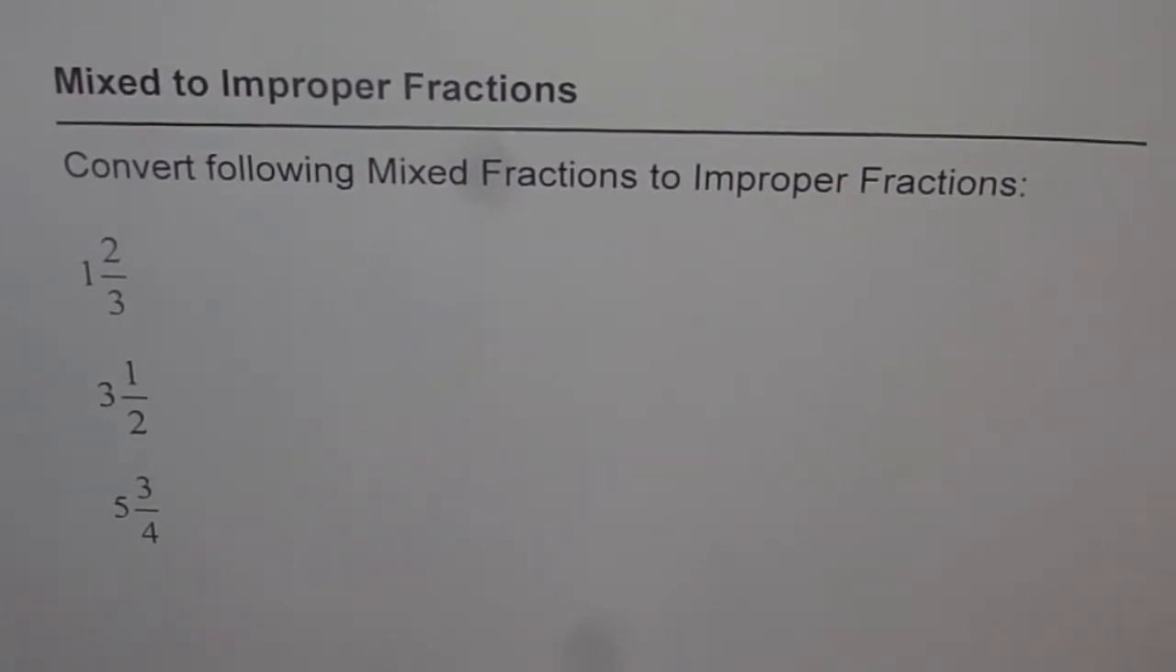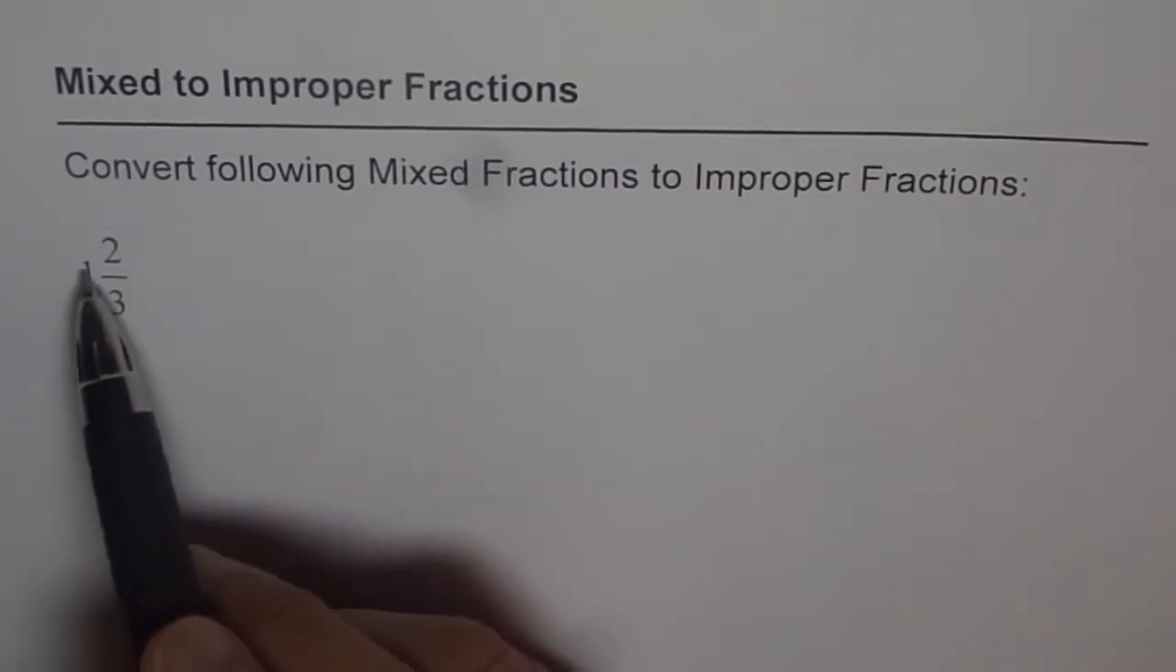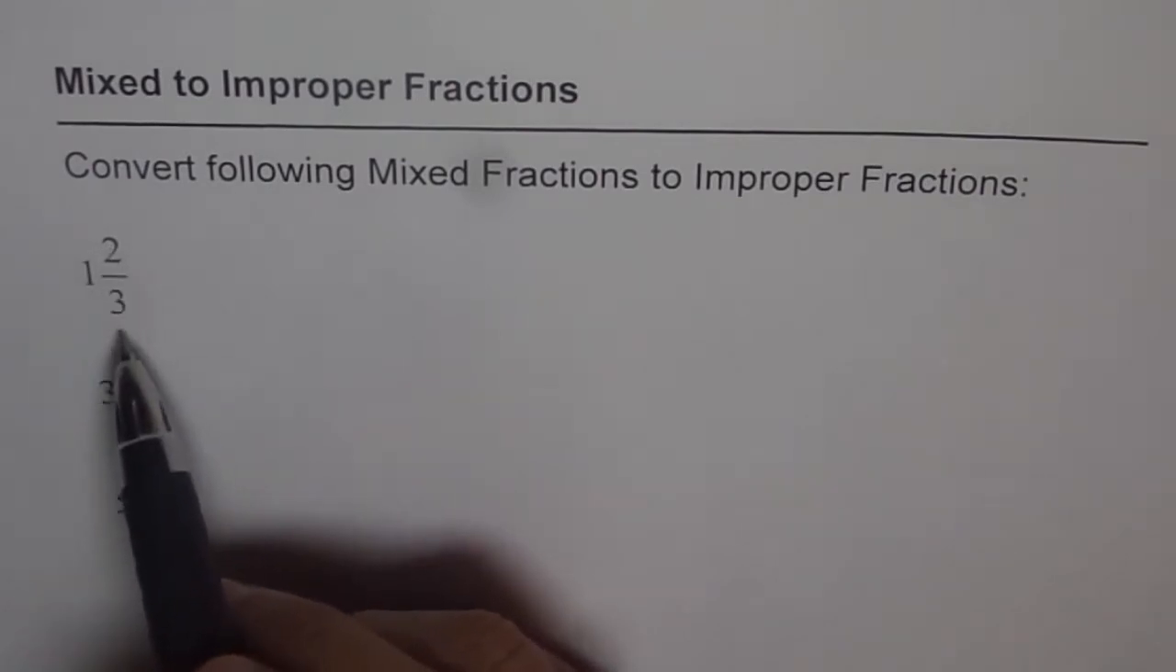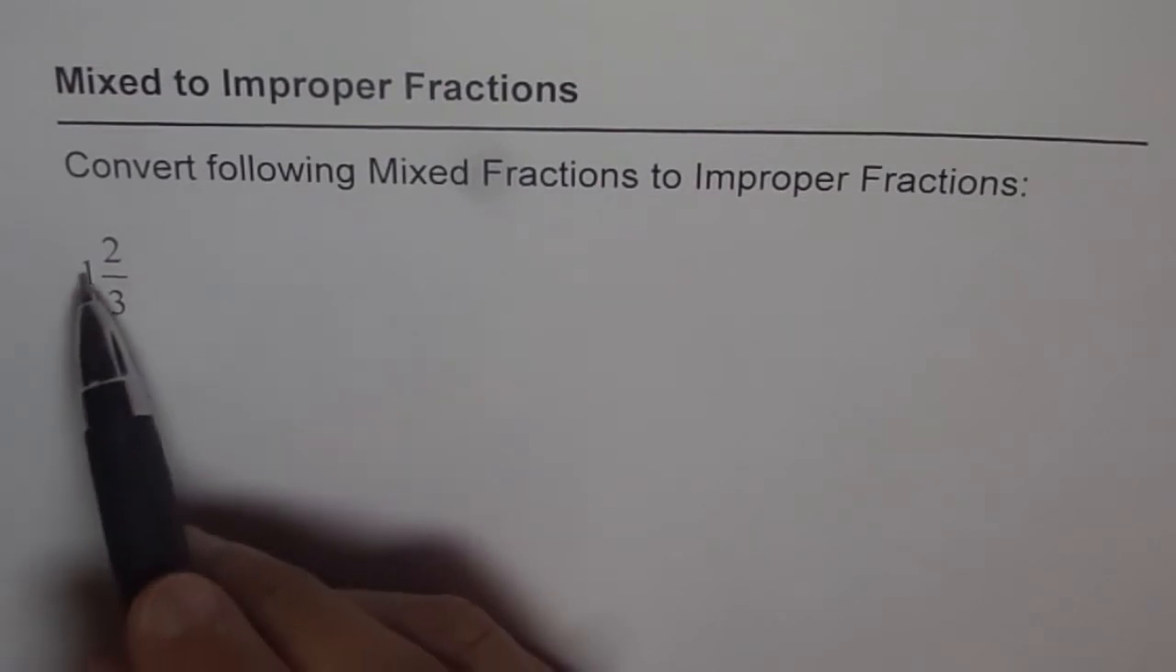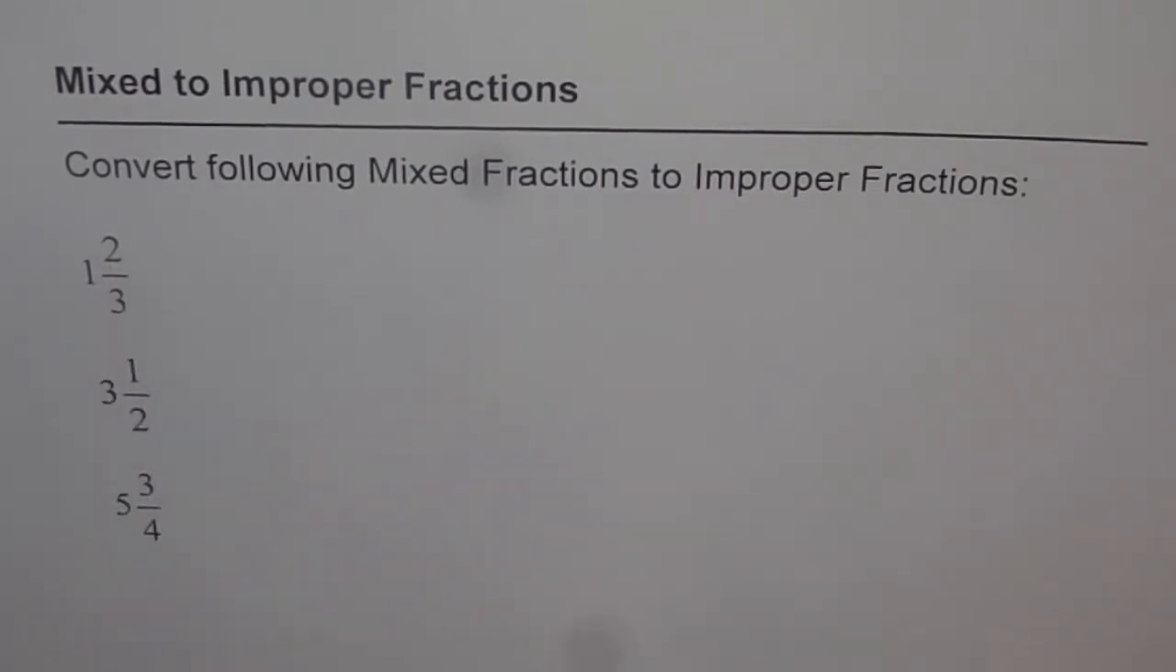Let us now try to convert mixed fractions to improper fractions. How can we do that? Well, we have 1 whole and 2 over 3. So what we do in this case is we multiply 1 by 3 and then add 2. That is the way we do it.